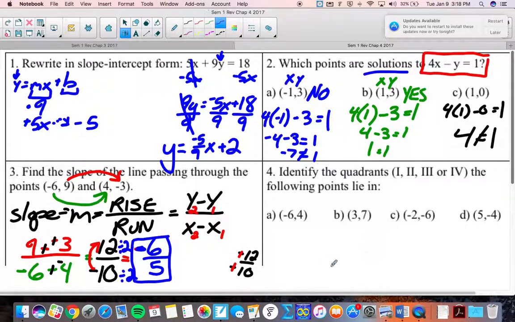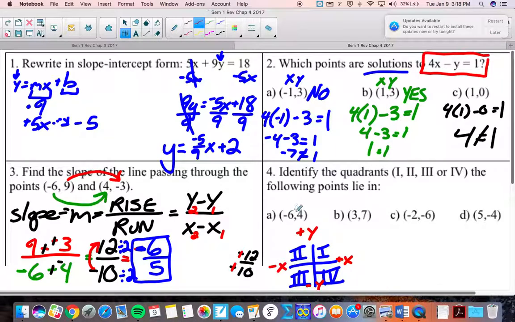Quadrants. Let's do a quick quadrant review. This is quadrant 1. That's Roman numeral for 1. This is quadrant number 2, quadrant number 3, quadrant number 4. If you got to memorize some Roman numerals, do it. This is your x-axis. This is your y-axis. So these are negative x's, these are positive x's, positive y's, negative y's.